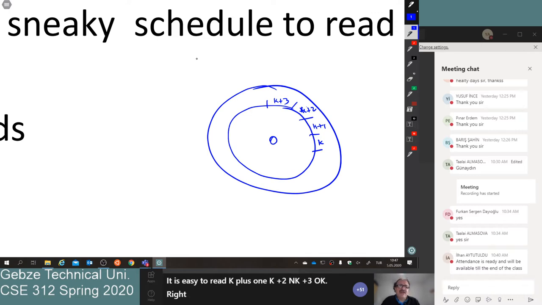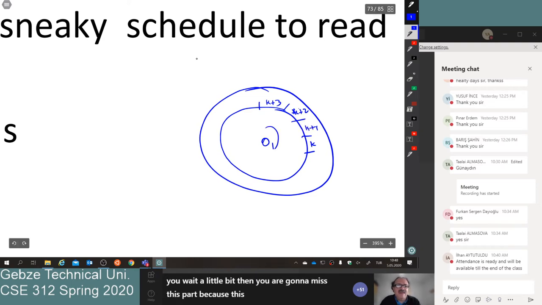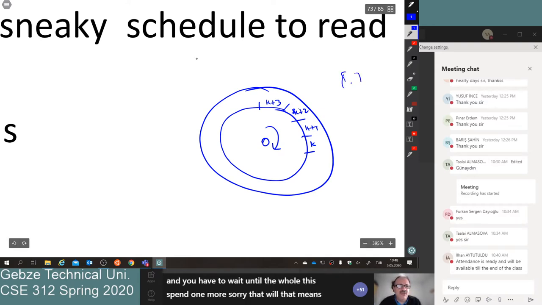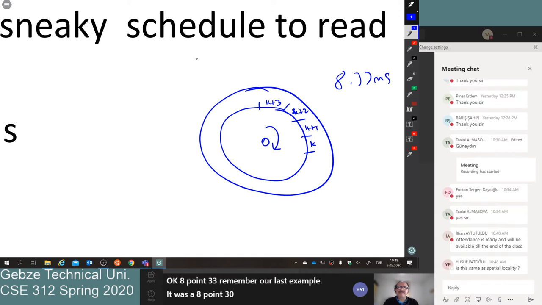Right after you read block number K, if you wait a little bit, then you are gonna miss this part, because the disk is spinning very, very fast. If you don't issue that command, read K plus one after K, then you are gonna miss that opportunity and you will have to wait until the whole disk spins once more. That means 8.33 milliseconds. Remember our last example? It was 8.33 milliseconds. That's the idea, just read it again after block number K.